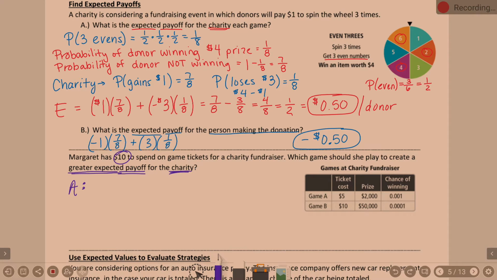So as we think about this, again, we're trying to look at the payoff for the charity. Anyone that plays game A, or I guess it's Margaret here, they're going to get $5 from Margaret if she plays the game. Plus, now, if they have to pay out the prize, that prize is a negative for the charity, yes? What's the chance they have to pay out that prize? That is the 0.001. So that expression represents the payoff for the charity. The charity is going to gain $5, and they have a 1/1000th chance of losing $2,000. Do the math.